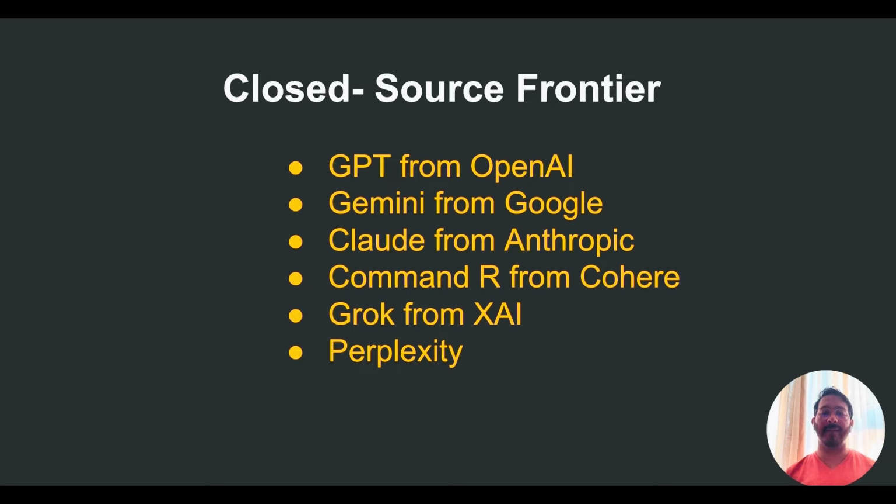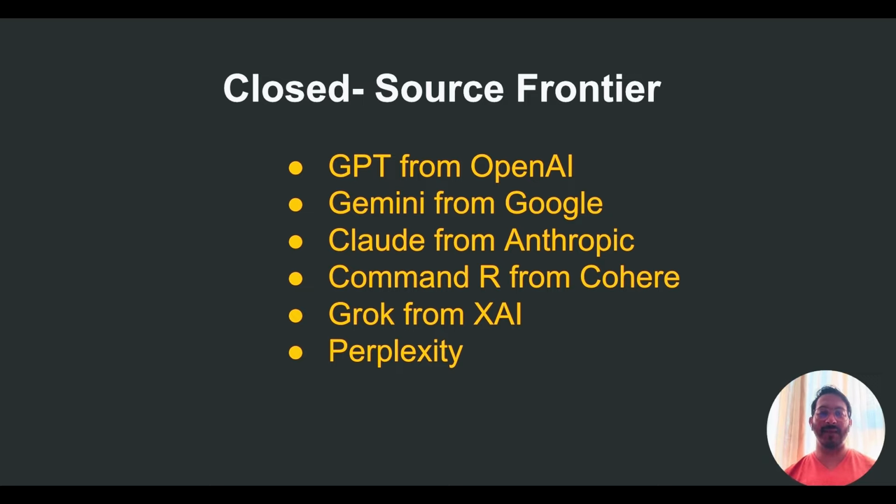And then there is Command R, from Cohere, a very good model from a Canadian company. We have Grok, now Grok 4, which is the recently released model. Grok is by xAI, from Elon Musk. Grok 4 is making news everywhere because of its sheer power. And then the last one is Perplexity.